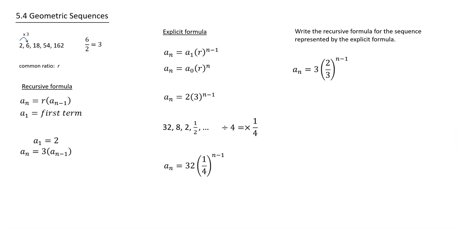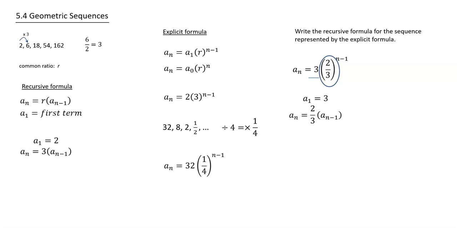So for example, write the recursive formula for the sequence represented by the explicit formula. So we're given this explicit formula, we want to write a recursive formula. Well, recursive formula says we need to identify the first term. Well, the first term is right there in the equation. It's 3. And then we have to have our common ratio. Well, our common ratio is 2/3. So our recursive formula is a sub 1 equals 3, and a sub n equals 2/3 times a sub n minus 1.